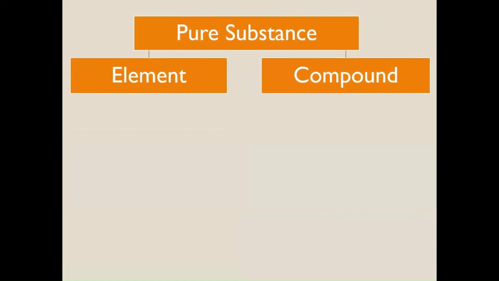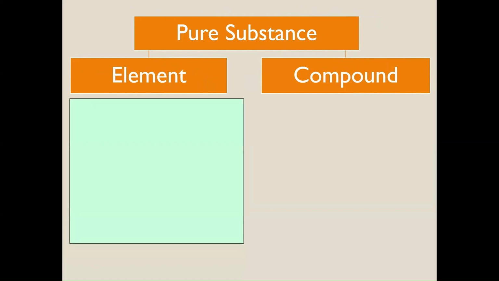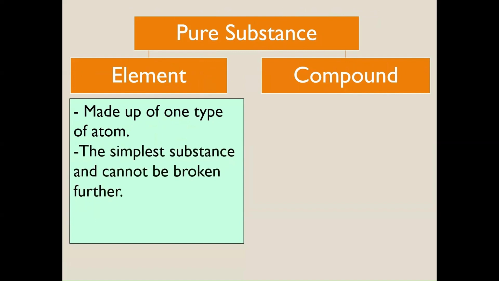A pure substance itself can be an element or a compound. An element is made up of only one type of atom and cannot be broken down further. It's the simplest substance. Like iron: iron is made up of iron atoms. Copper is made up of copper atoms. We can't break the copper atom down further.